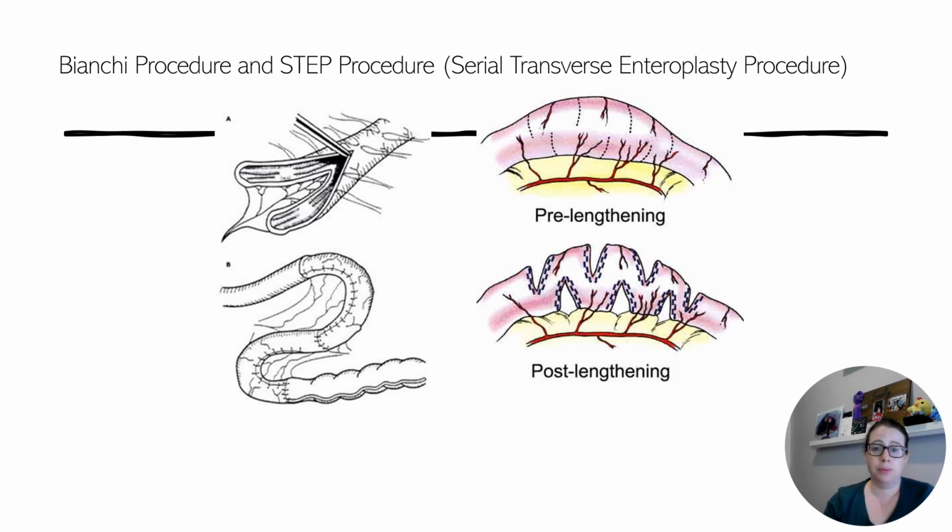And then during that step procedure, a row of alternating slits is made along that small intestine, kind of like an accordion, and then they will staple all of those new openings shut, and so it creates this longer and thinner zigzag-like tube that effectively has a whole lot more surface area for absorption.